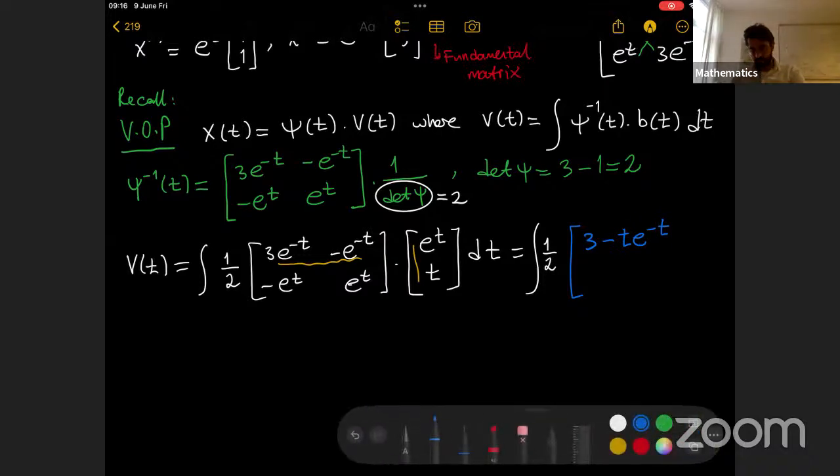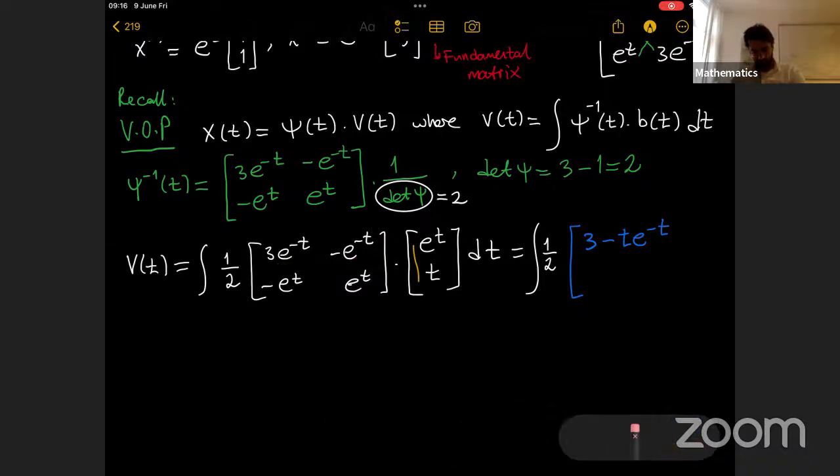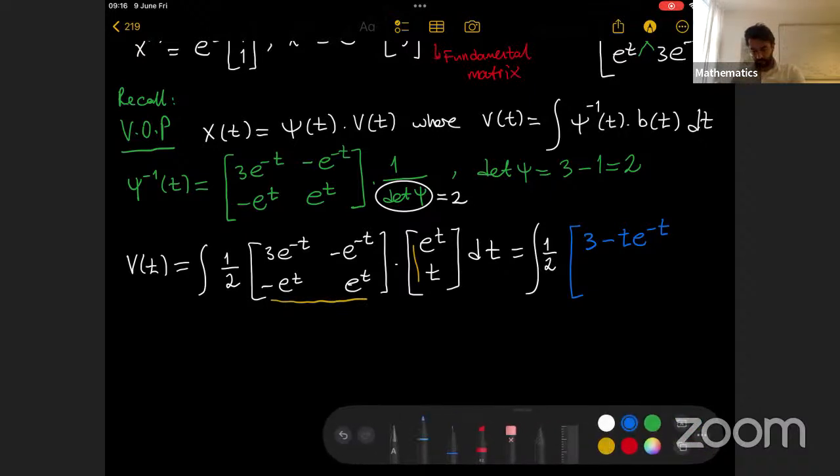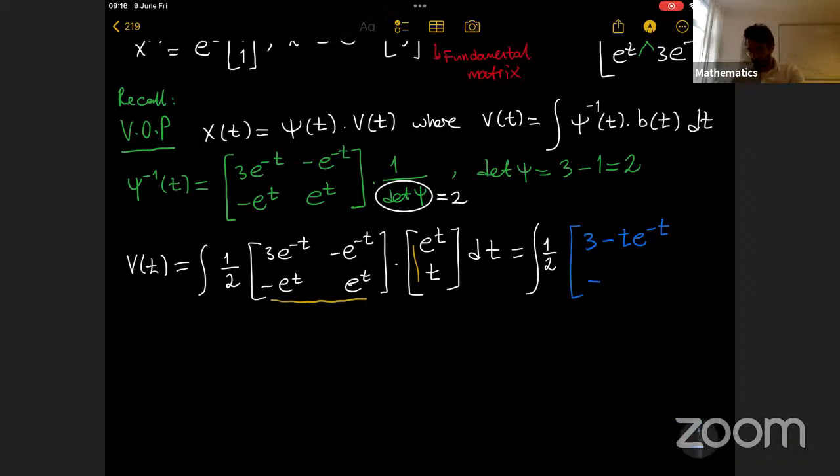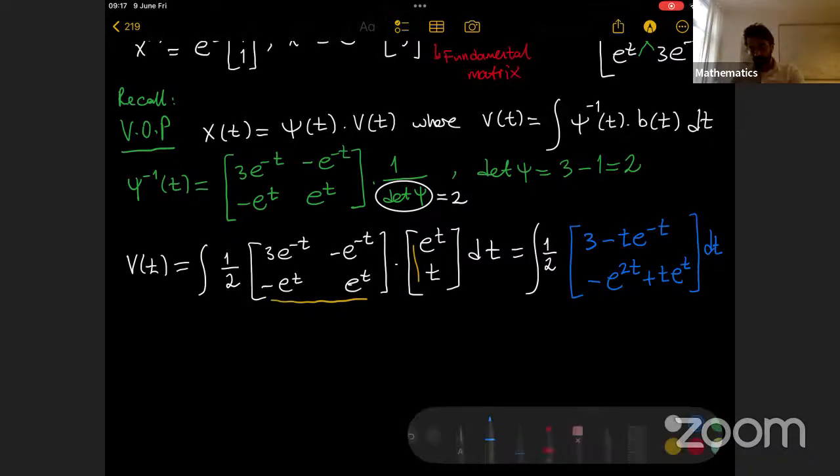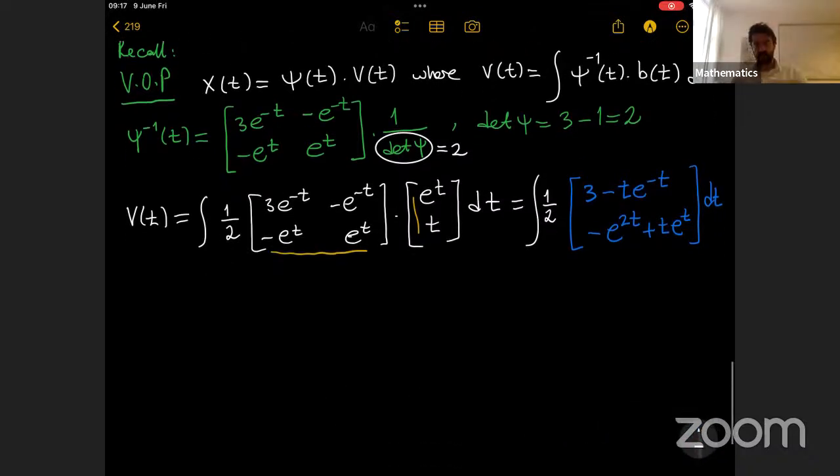And now we work with this one: e to the 2t minus e to the 2t plus t times e to the t dt. Okay. We integrate each entry of this vector. So it's going to be, 1/2 is out.